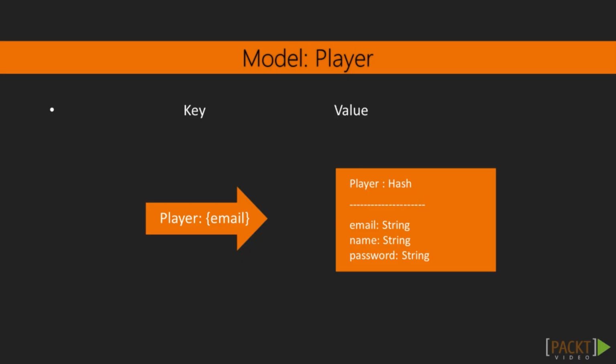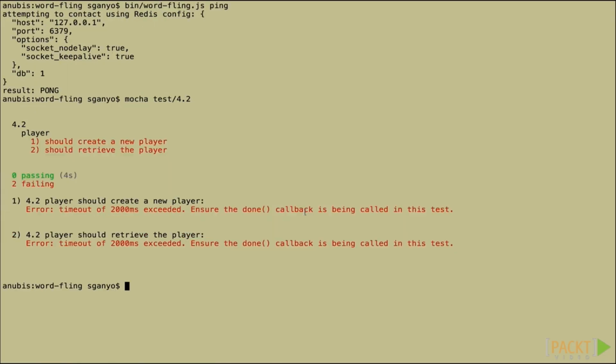But first, it's been a while. You remember our model? We decided that we'd store a player as a Redis hash. A Redis hash is just a set of key value pairs, just like Redis itself. The only difference is that we store this set in a Redis key. So let's convert this model into JavaScript.